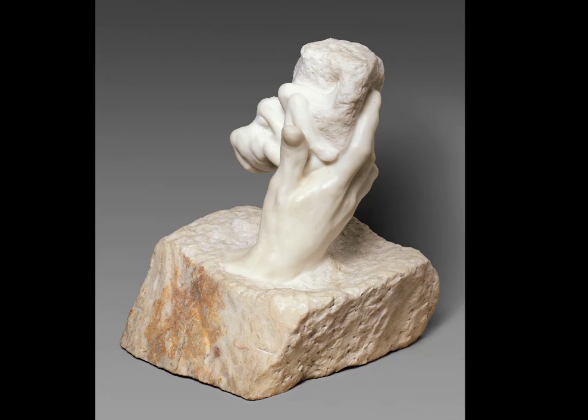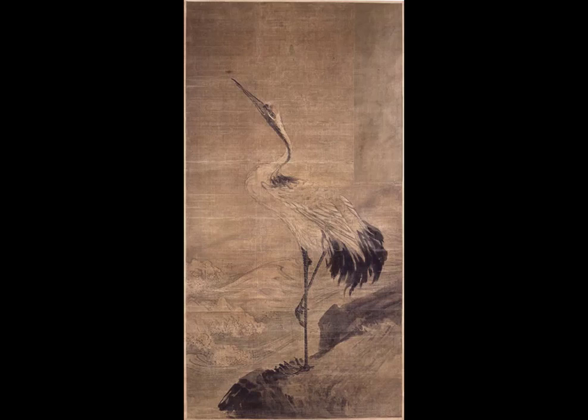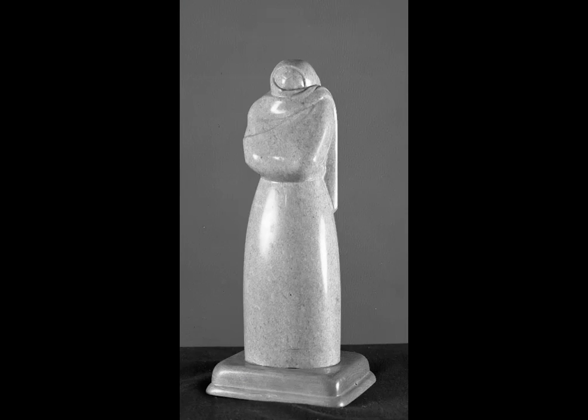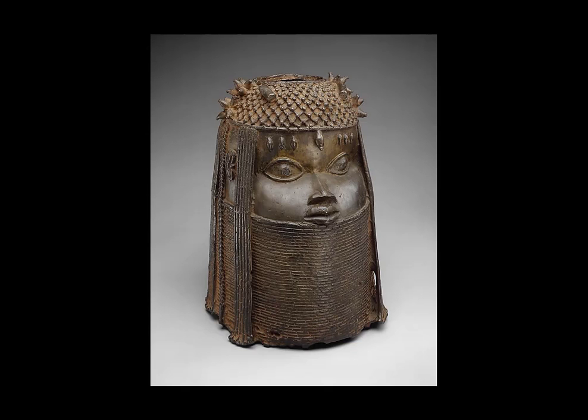Texture. Texture is the perception of how a work of art feels. Texture can be rough, smooth, wet, dry, soft, or hard. Texture may be implied in a 2-dimensional picture or painting, or real in a 3-dimensional work such as a sculpture.